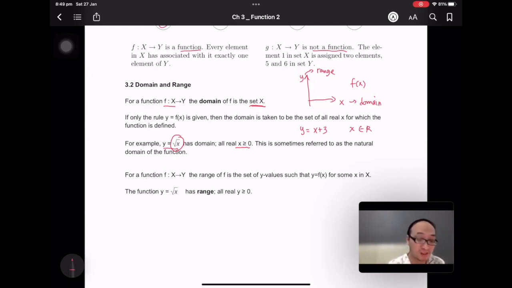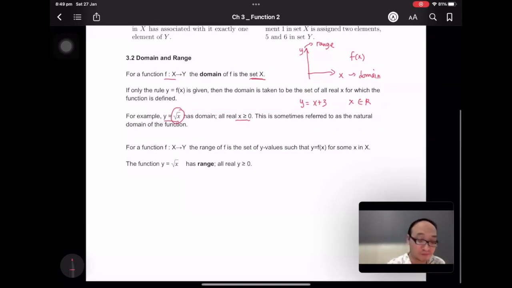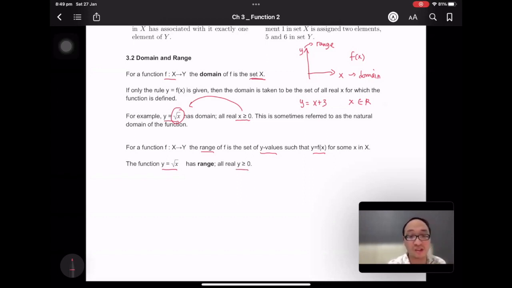And for the result, we call it as range. The y values, the f(x). So if we put the domain into the function, we will have the range. And the range for y equals to square root of x will be all values that are greater than or equal to 0, inclusive.